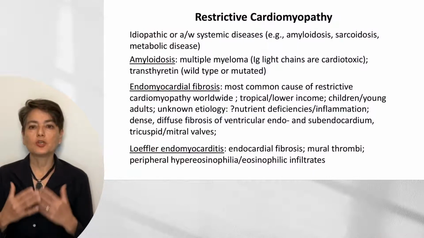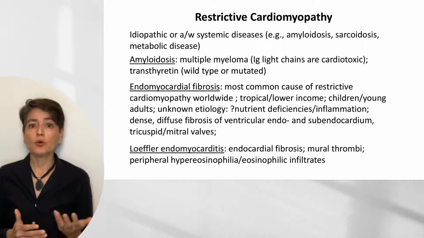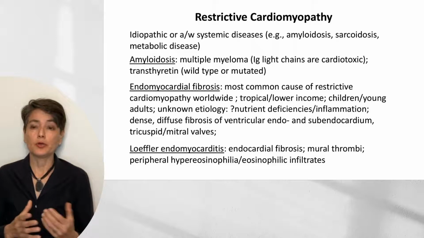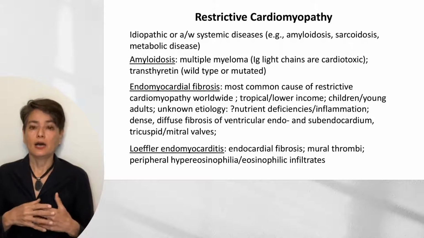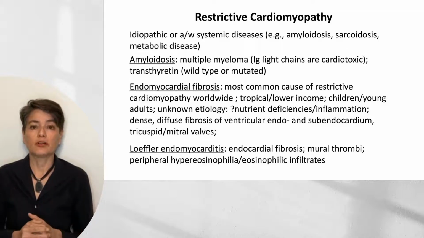Okay, so this brings us to our last entity, restrictive cardiomyopathy, which, as I said, is the most rare. It can be idiopathic or associated with systemic disease such as amyloidosis, sarcoidosis, or metabolic disease such as a glycogenosis, in which you have storage, Gaucher disease, you have storage in various cells of byproducts.